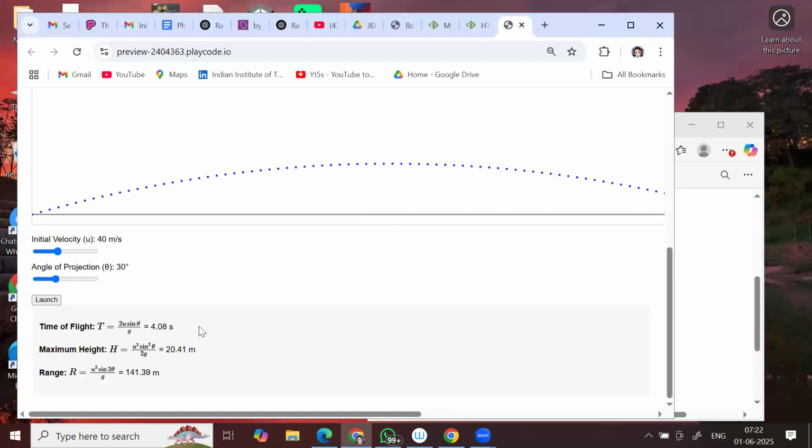All right, so that was 2D projectile motion in a jiffy. And I hope the simulation helps you understand this intuitively.